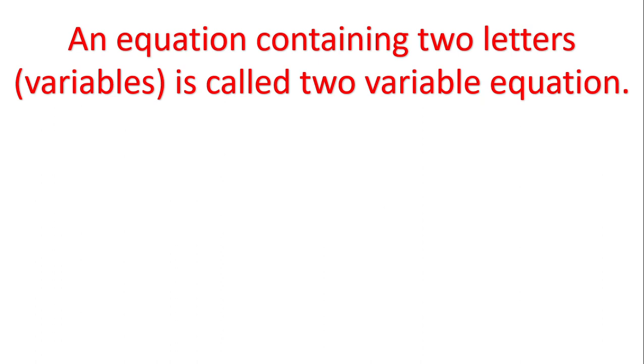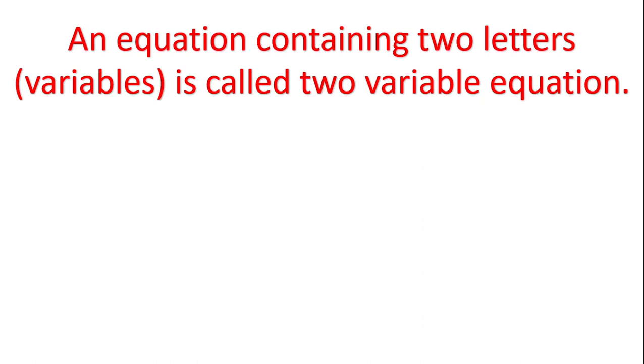But if I say x or any other letter, its value can be changed. Maybe it can be 2, it can be 3, it can be 4 or anything. So the value which can be changed is called a variable. Okay, so in this lesson we are going to talk about the two variable equation. So what is a two variable equation?